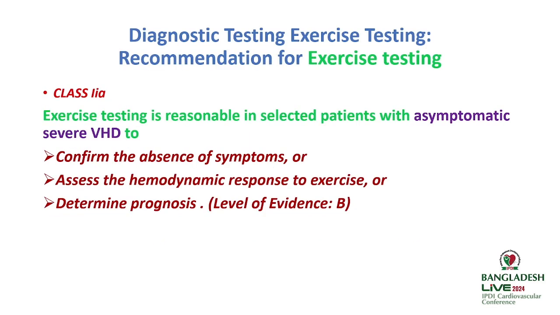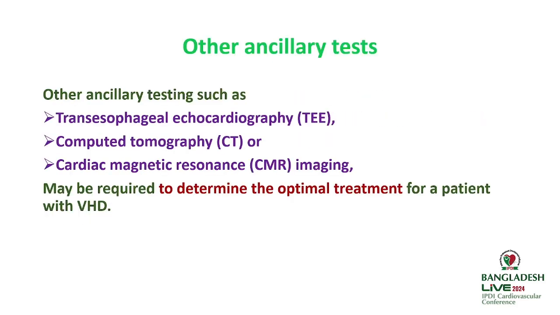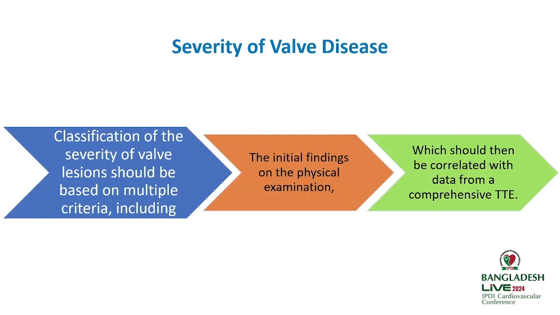And exercise testing is done in asymptomatic severe valvular heart disease to confirm the absence of symptoms, assess the hemodynamic response to exercise, and determine the prognosis. Other ancillary tests like transesophageal echocardiography, computed tomography, and cardiac magnetic resonance imaging may be required to determine the optimal treatment for the patient with valvular heart disease.